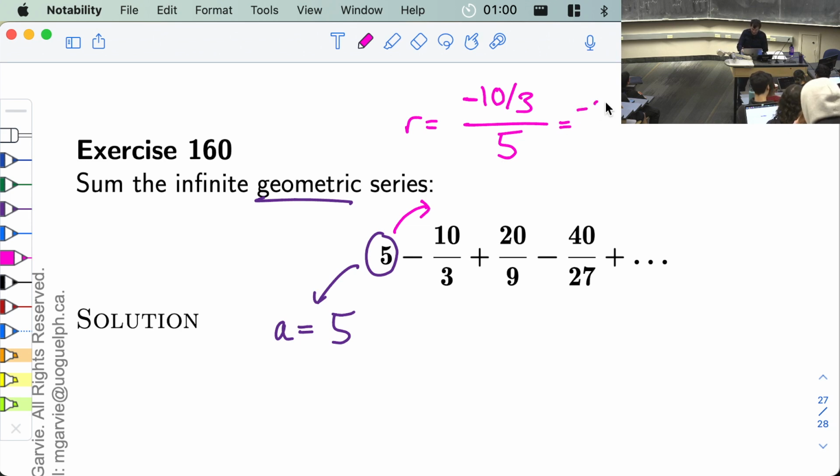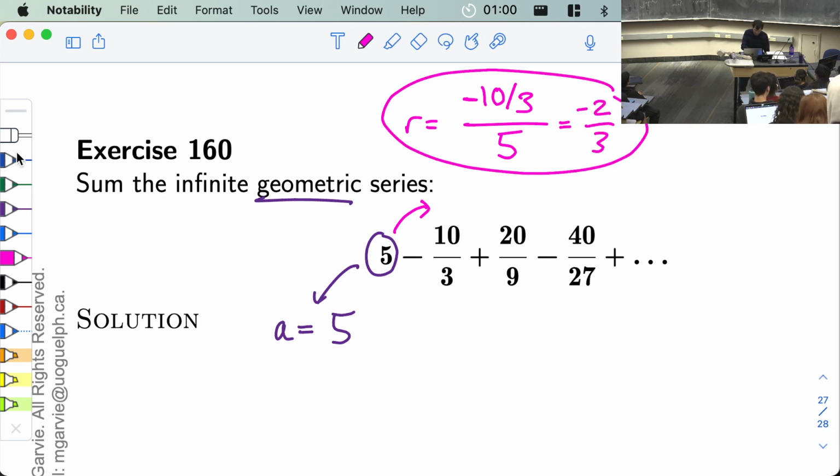Okay, and that's negative 2 thirds. So r is negative 2 thirds, which I got by looking at both of these things and dividing them, because to get from one to the next one, it's r. You could have also done these two. That would have worked too. The ratio of negative 40 over 27 divided by 20 over 9 is also negative 2 thirds. It's always negative 2 thirds.